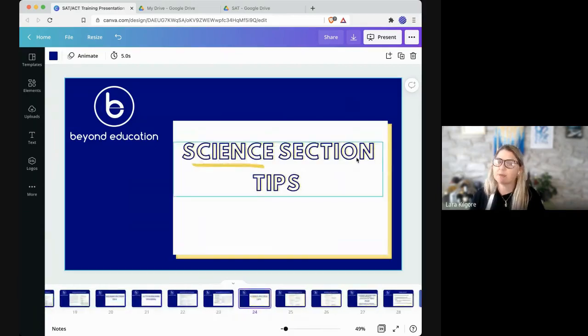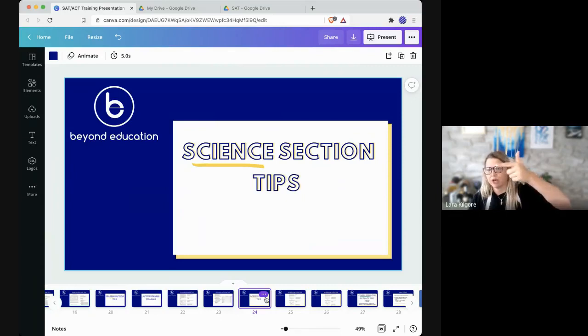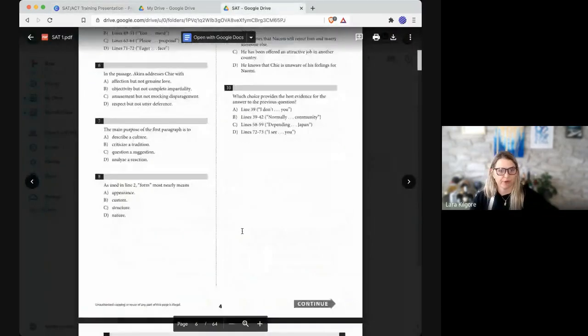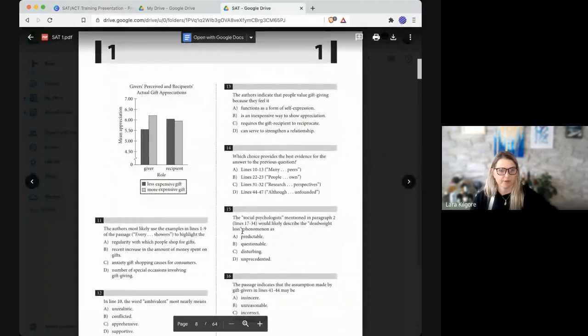Okay, so the last part is the science section. In the ACT, there is a dedicated science section. In the SAT, there are science questions sprinkled throughout the English, the reading, and the math sections. And what that looks like are charts or graphs. So I'll show you. Yep, here's one right here.